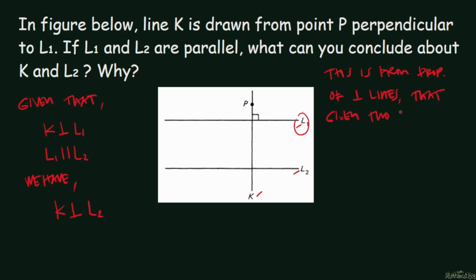Given two parallel lines, so this is the symbol of parallel lines, and this is the symbol of perpendicular. So line 1 and line 2 are parallel. So if line K is perpendicular to line 1, so we conclude that line K should also be perpendicular to line 2.